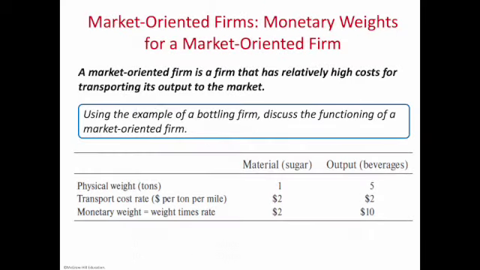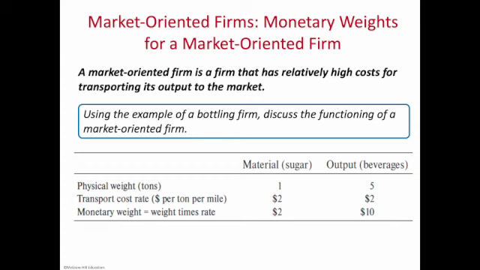Market-oriented firms, monetary weights for a market-oriented firm. A market-oriented firm is a firm that has relatively high costs for transporting its output to the market. Using the example of a bottling firm, discuss the functioning of a market-oriented firm.